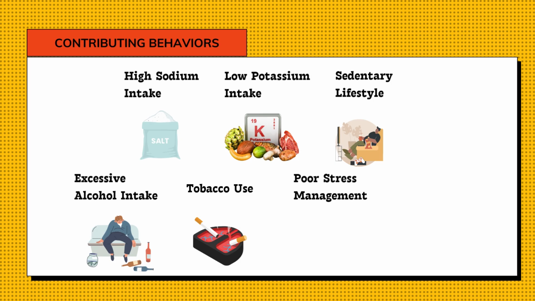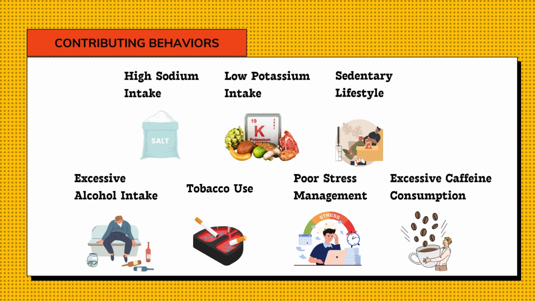Poor stress management. Chronic stress can lead to behaviors such as overeating, poor diet choices, and increased alcohol consumption, which are risk factors for hypertension. Excessive caffeine consumption. While its long-term effects are still being studied, excessive caffeine intake can cause short-term spikes in blood pressure.